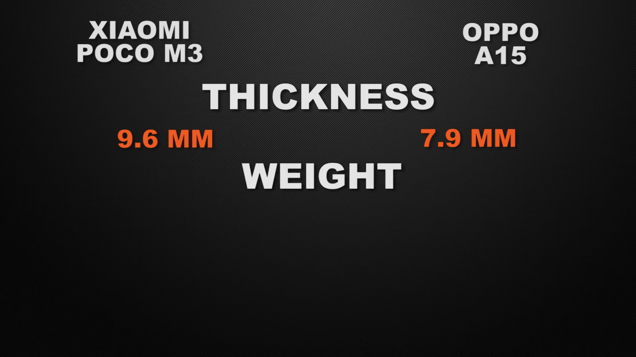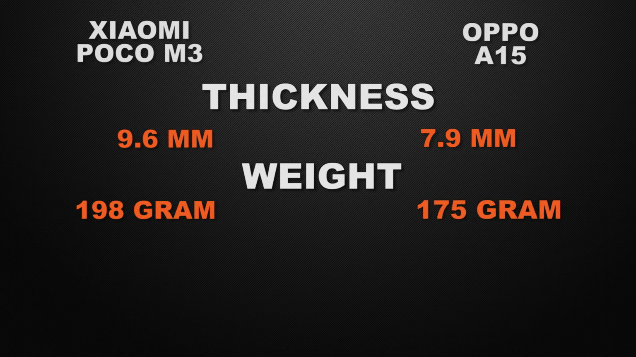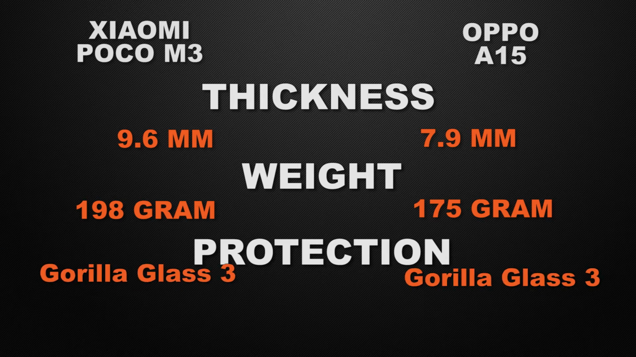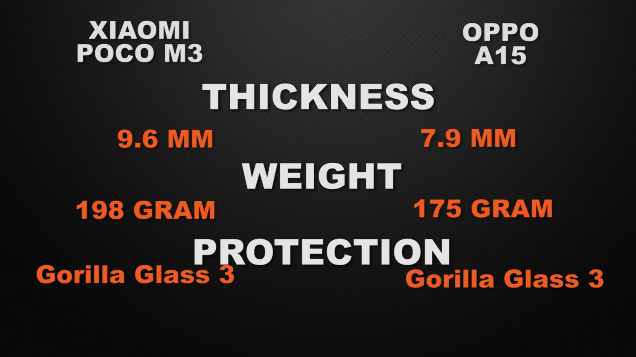Talking about the weight of the devices, Poco M3 has 198 grams of weight, whereas A15 has 175 grams of weight. So the winner here is A15 because of its lighter body weight. And about the protective glass of the devices, both of the devices have Gorilla Glass 3. So I will call it a tie here.